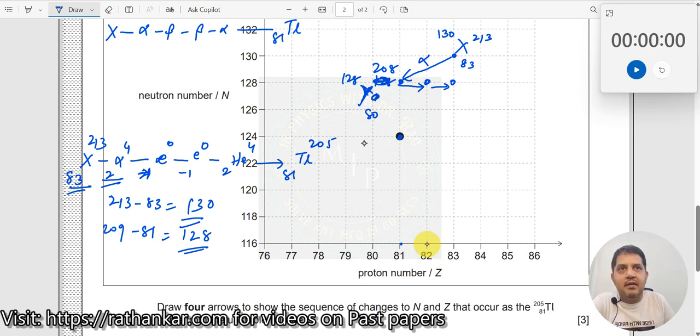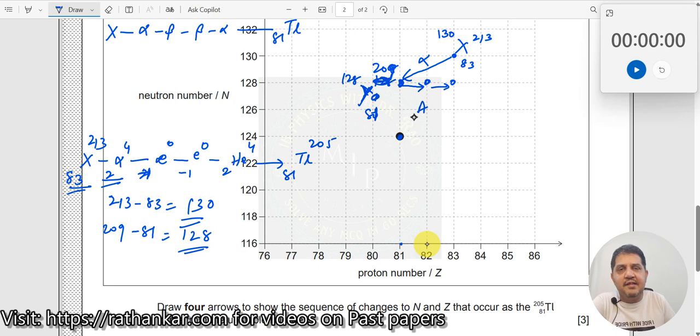213. Just a minute. 213 minus 4 should be 209 here. Then this should sum up to 209, right? Where are we making a mistake? So 130, this is 83 minus 1, this is 81 here, I'm sorry. This should be 81. I made a mistake here. See, this is 81, 128, 209.